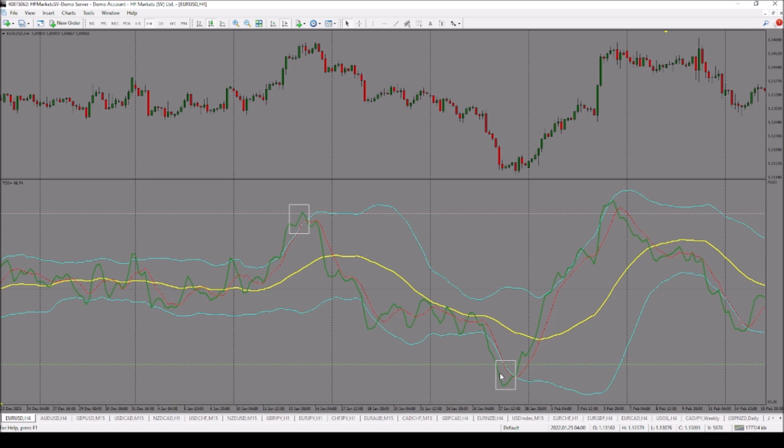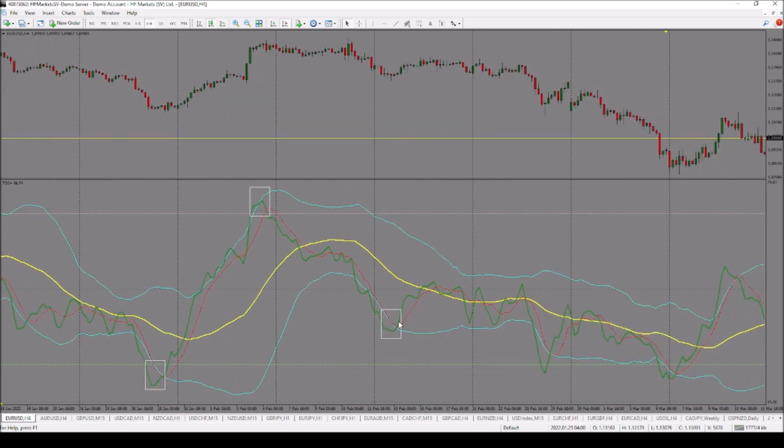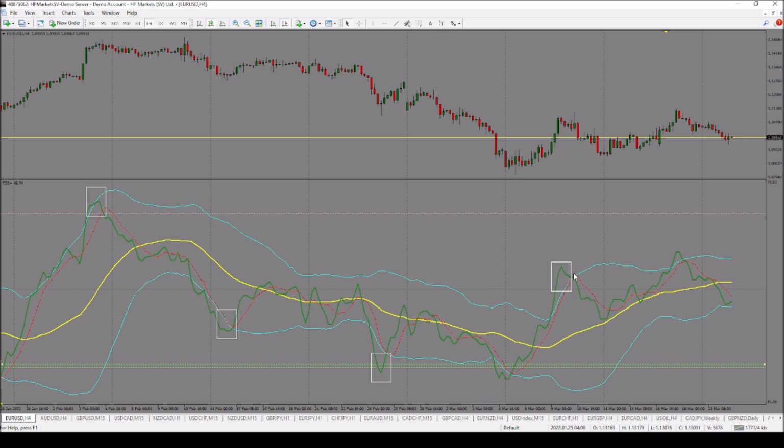Then another point is this one. The RSI went outside the bands at the 68 line. Then another point, another point, another point here, and one last one, this one.